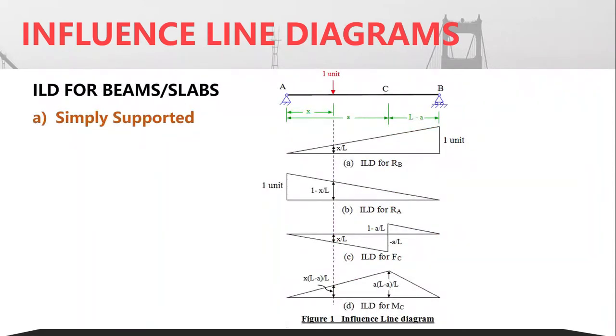Now I hope you have already studied ILDs for a simply supported slab. These are the different ILDs for reaction RB, reaction RA, then the shear force at a section C and the bending moment at section C. This section C is at a distance A from one end. You can see minus A by L and 1 minus A by L, and A into L minus A divided by L for the moment at C. I hope you have already studied this in your structural analysis class, so I am not going into much detail.